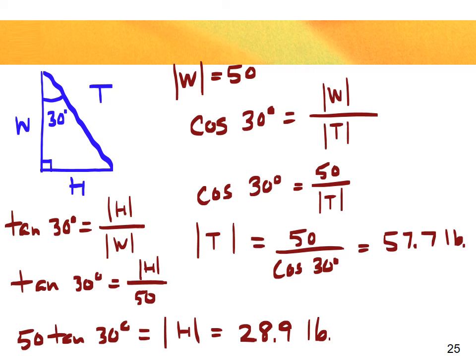And we get ourselves something that looks like this, hopefully 57.7 pounds. So the rope has to hold up 57.7 pounds somehow, at least that, for Danny not to fall off. Okay, so now let's go with Stacy.